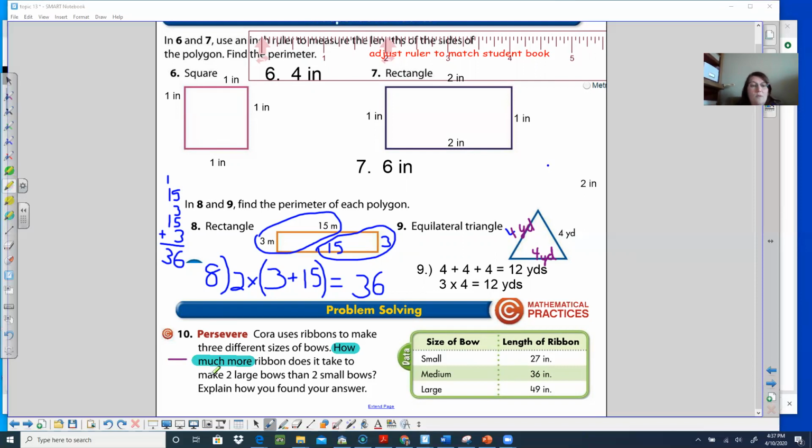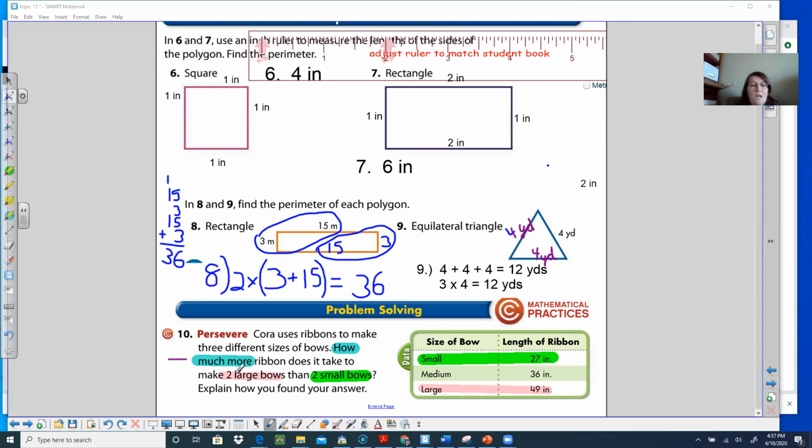But I am doing 2 large bows and I am doing 2 small bows. So I need to pay attention to the small. There's my small. And then large I did in pink. So I need to pay attention to the large. Oh, yay, it straightened it out. Do I need to worry about medium? No, they are not asking me about medium, so I do not need to worry about medium.